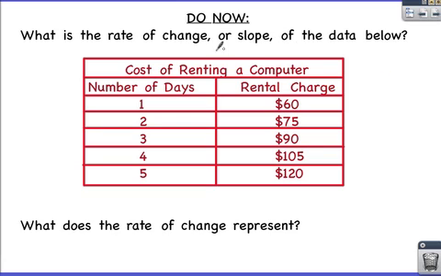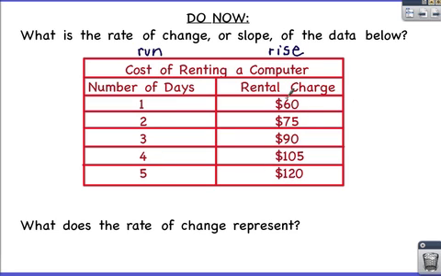This table shows the cost of renting a computer and shows the rental charge given the number of days that you rent the computer. To find the rate of change, or slope, we need to find the rise and the run and compare the two, where rise is the change in the y-coordinates or outputs, and run is the change in the x-coordinates or inputs.